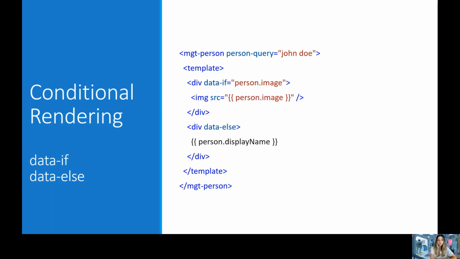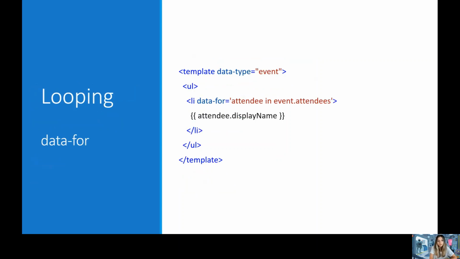One other thing is conditional rendering. It's available for Graph Toolkit. Let's say you just want to check if a person has an image. If yes, then you can show it. If not, you can just show the initials of the person. And of course, we have looping too, data-for. If you want to display multiple names, instead of writing all of them one by one, you can just use data-for.